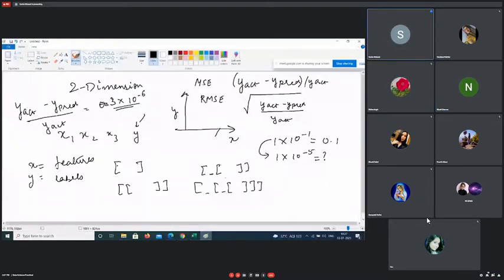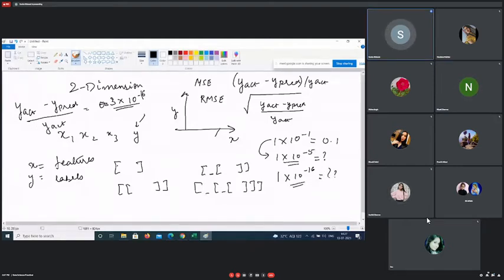Which one is smaller from these two values? More negative value. Which one? Second one. Okay, minus 5. Then what is this? ये वाली more value क्या हो जाएगी? More small, more smaller.